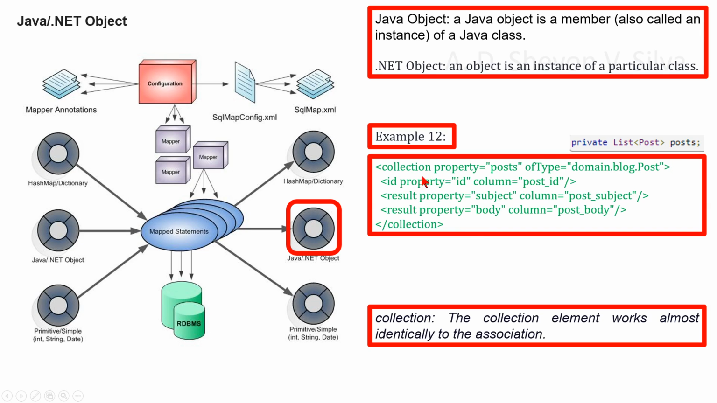But the blog has many posts on the blog class. This would be represented something like here. To map the set of nested results into a list like this, we use the collection element. Just like the association element, we can use a nested select or nested results from a join.